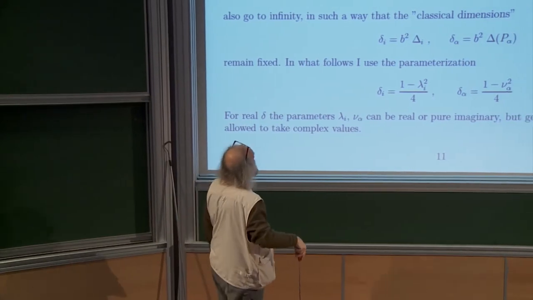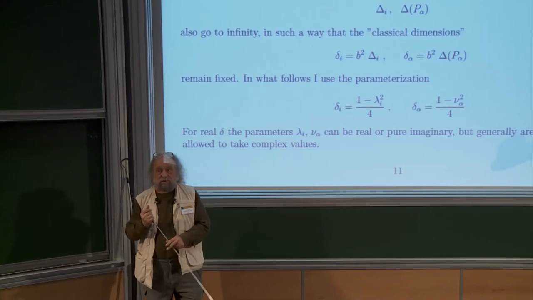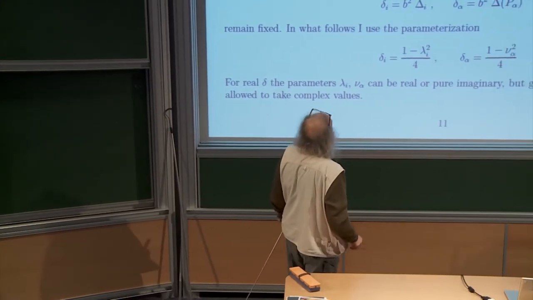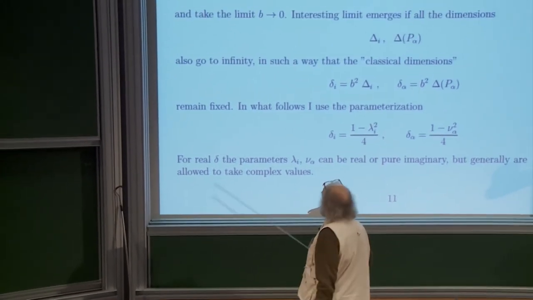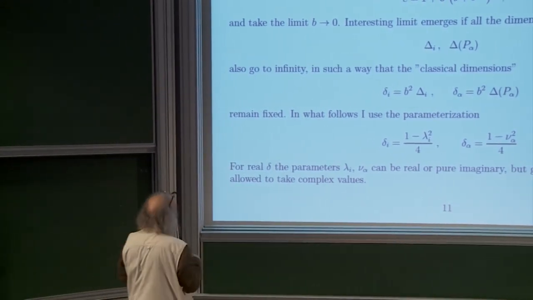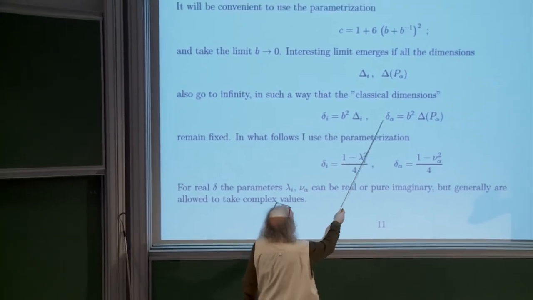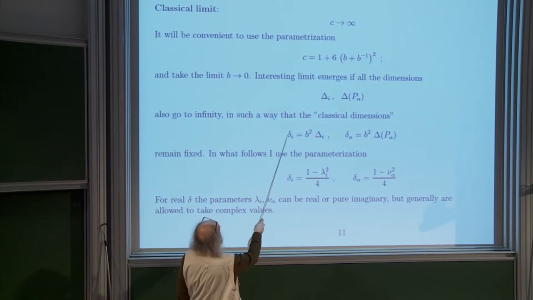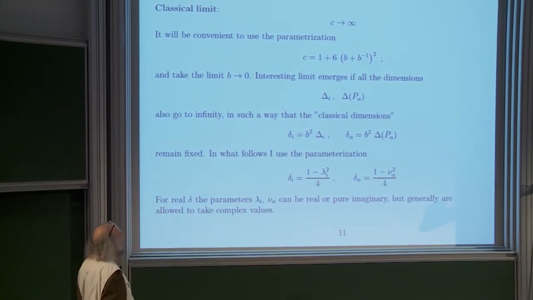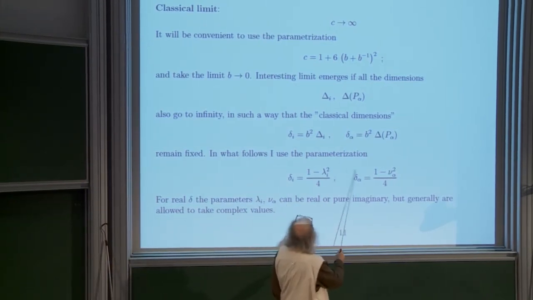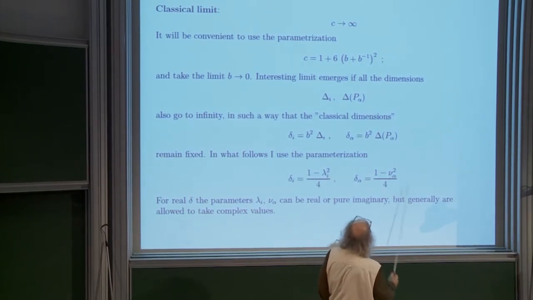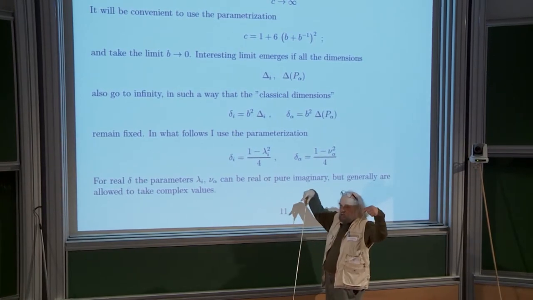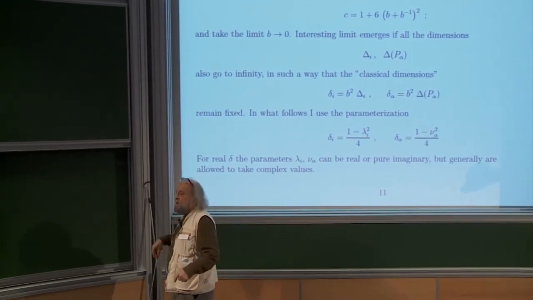So the interesting limit emerges when you send the central charge to infinity, in which case, of course, we know the Virasoro algebra reduces to the Poisson bracket algebra. But you also need to send the dimensions to infinity so that the ratios of the dimensions and central charge are kept fixed, and I will refer to these deltas, the ratios, as the classical dimensions. This not capital, but lowercase deltas as classical dimensions. And again, I will use the parametrization of this classical dimension delta in terms of these parameters lambda and nu, depending on whether I'm speaking about the deltas associated with the external legs of the dual diagram or internal lines.